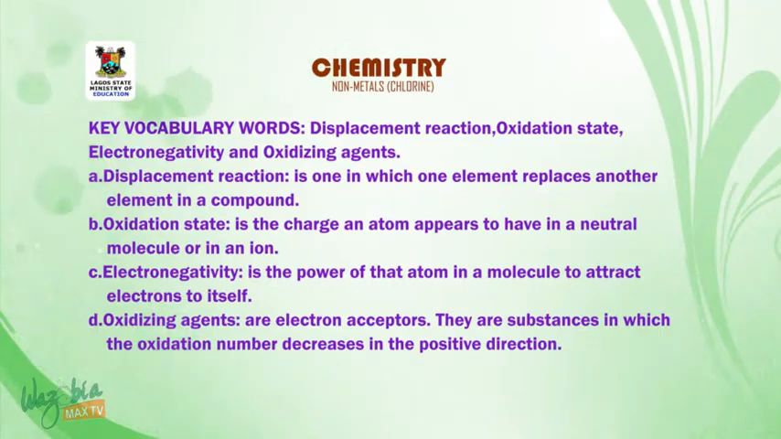C. Electronegativity is the power of an atom in a molecule to attract electrons to itself. And D. Oxidizing agents are electron acceptors. They are substances in which the oxidation number decreases in the positive direction.